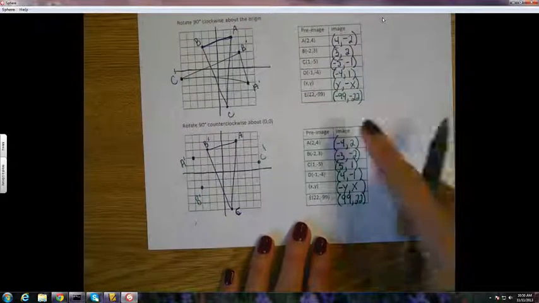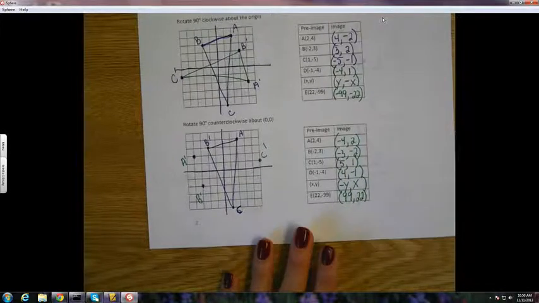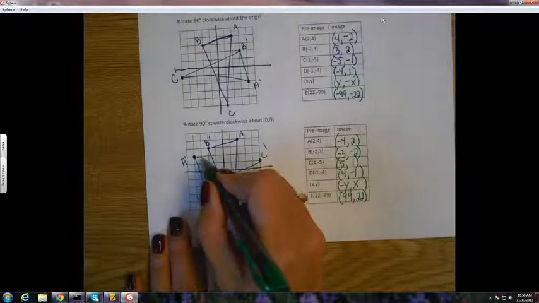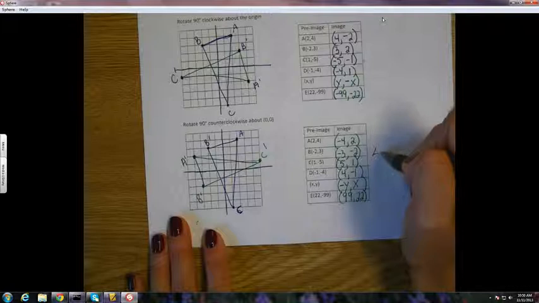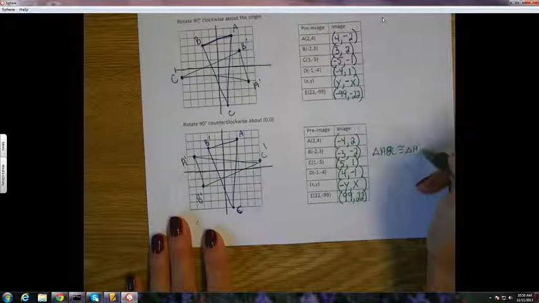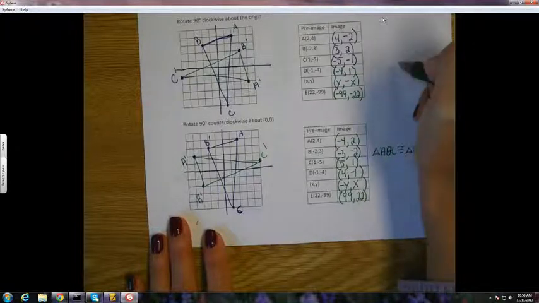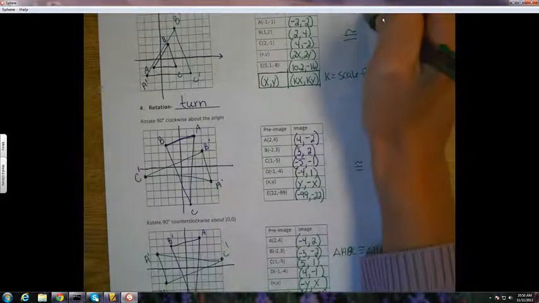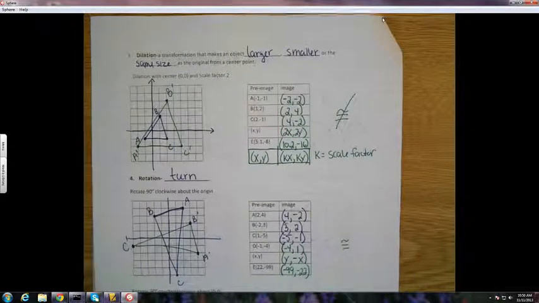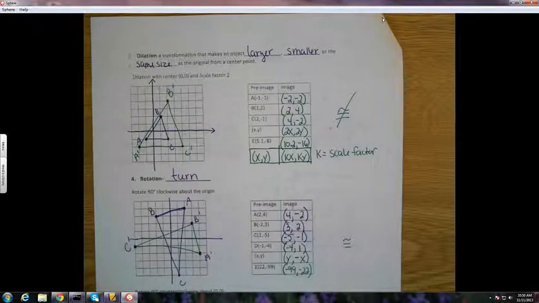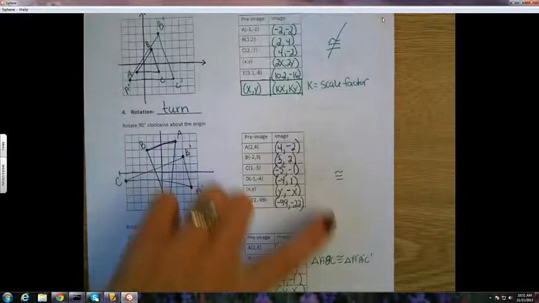Oh, how about the triangles? Did they stay the same or switch? Stayed the same. Well, I should draw it in. Congruent in both cases there. 3 was not congruent. Big old bar to it. Not congruent on the dilation. Got bigger. So not congruent on dilation, congruent on both rotations.